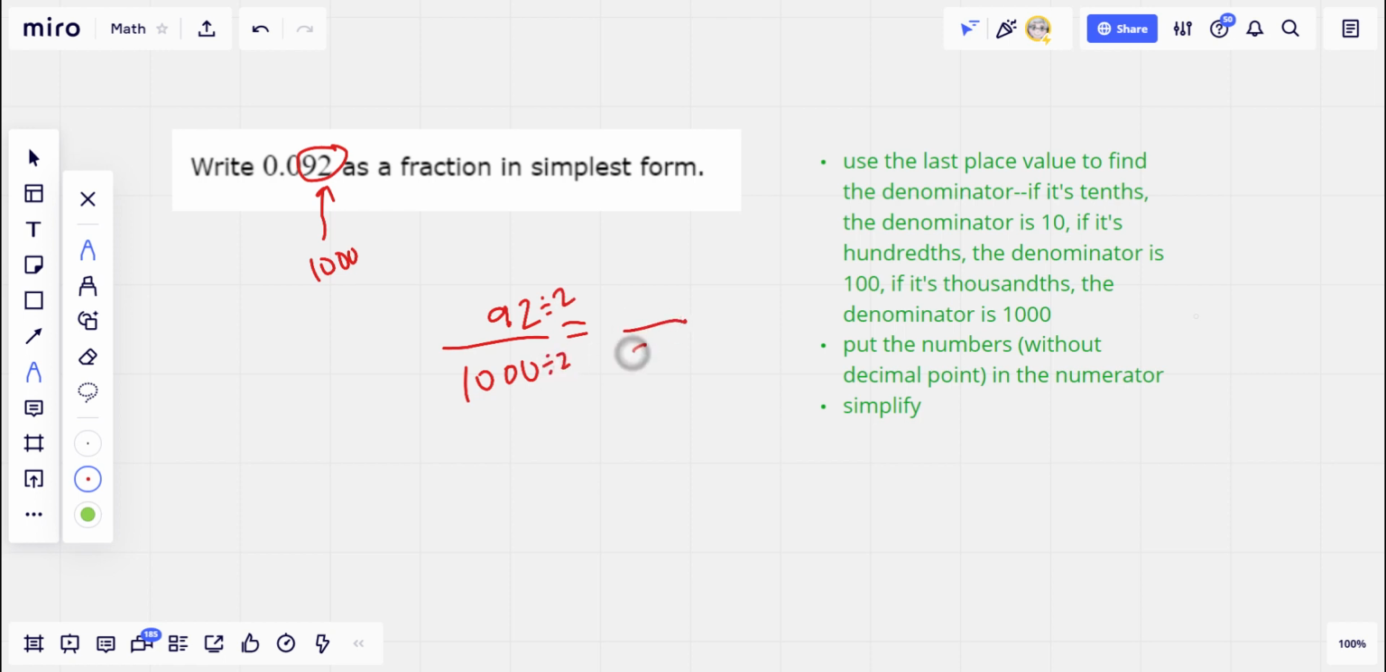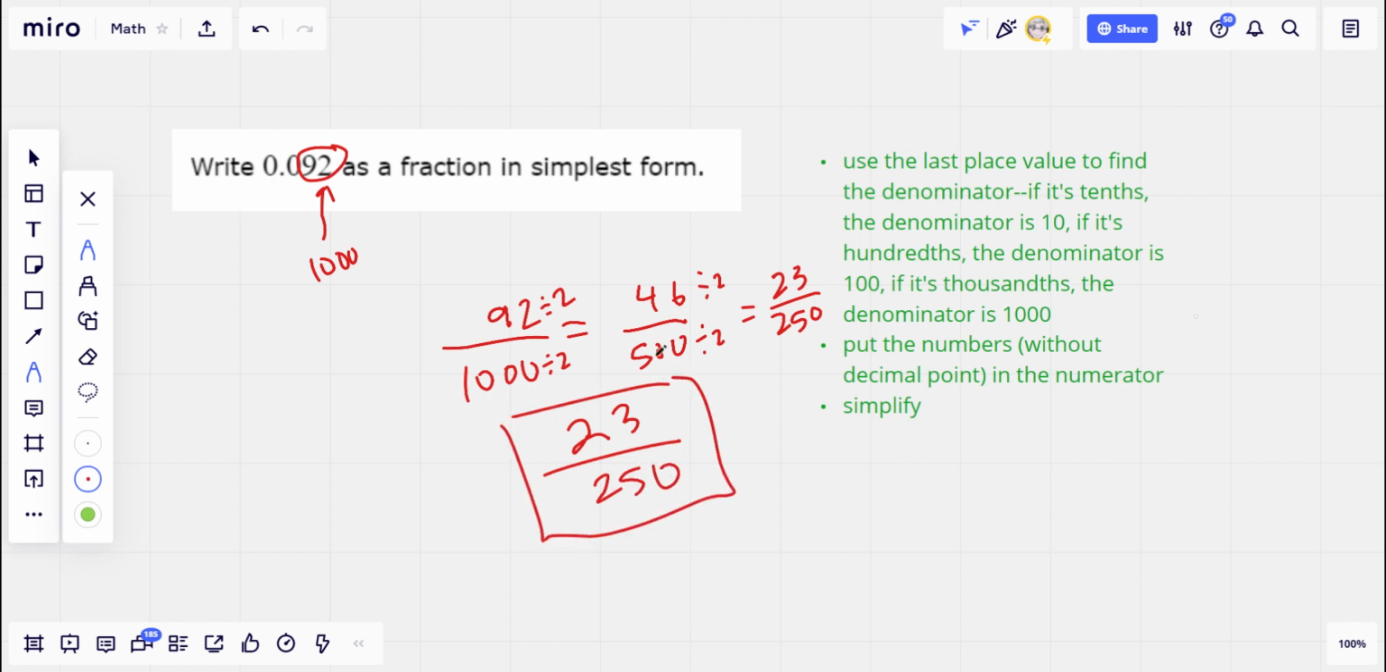So 1,000 divided by 2, that's easy, that's 500. Let's see, 92 divided by 2. 90 divided by 2 would be 45, so that'd be 46. Aha, so they're both still even, so I think I can divide by 2 again. And we've got, let's see, 46 divided by 2 would be 23, and 500 divided by 2 would be 250. So it looks like 23 250ths is the simplest fraction we can get for 0.092.